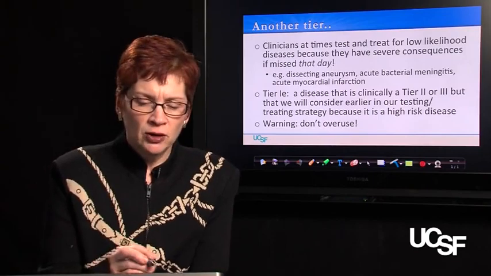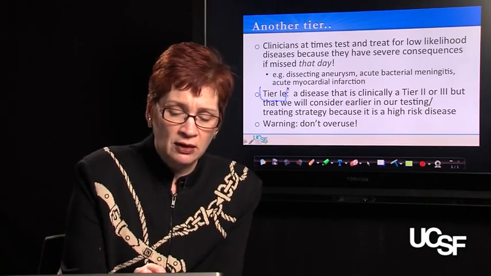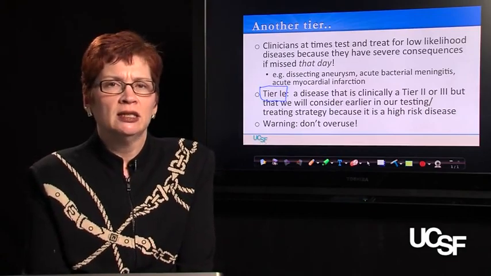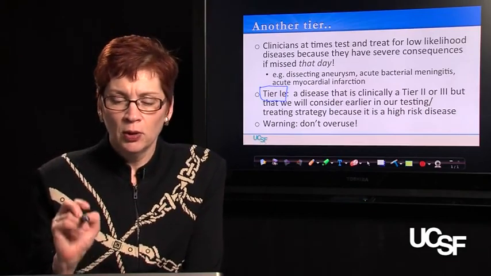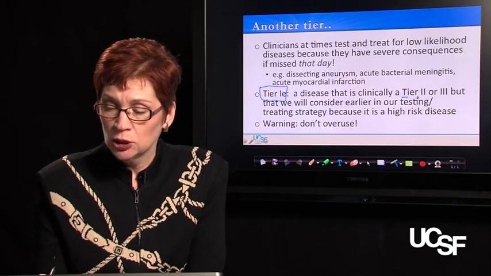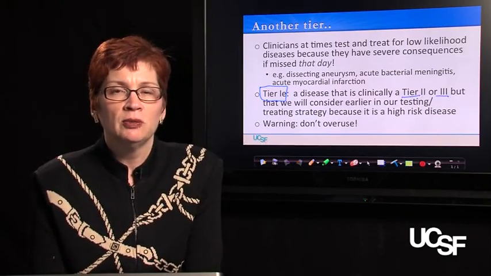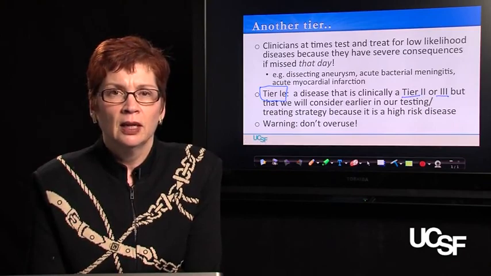a misdiagnosis. And in recognition of that fact, we identified a 4th category, and that's a tier 1E or 1 emergency diagnosis. So importantly, a disease that's clinically a tier 2 or tier 3, but that we will consider earlier in our testing and treatment strategy because it's a high-risk disease.